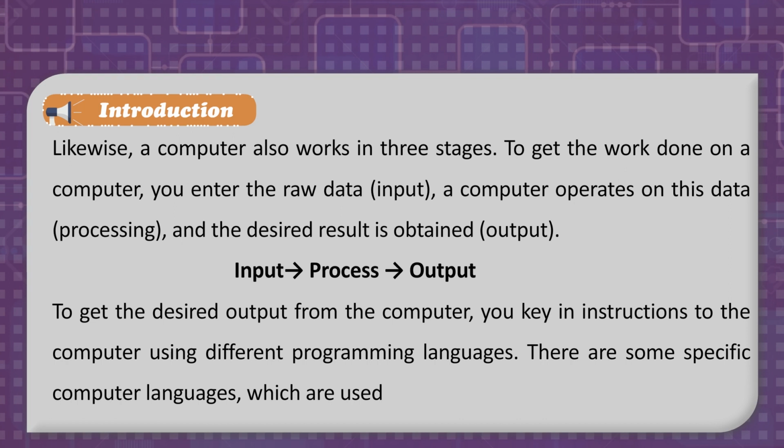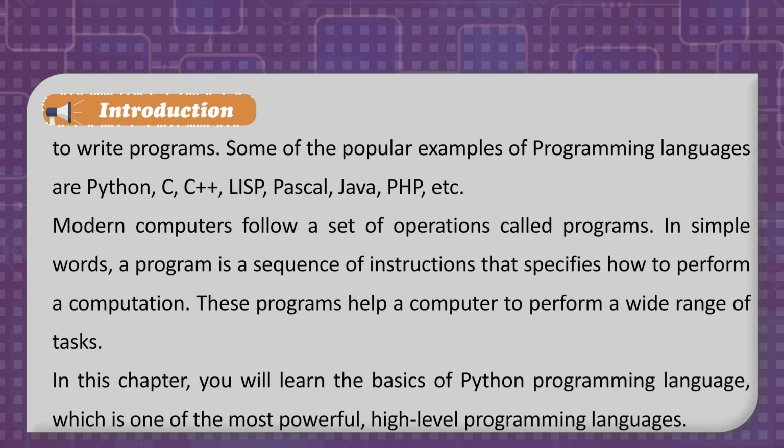Input, process, output. To get the desired output from the computer, you key in instructions to the computer using different programming languages. There are some specific computer languages which are used to write programs. Some of the popular examples of programming languages are Python, C, C++, Lisp, Pascal, Java, PHP, etc.